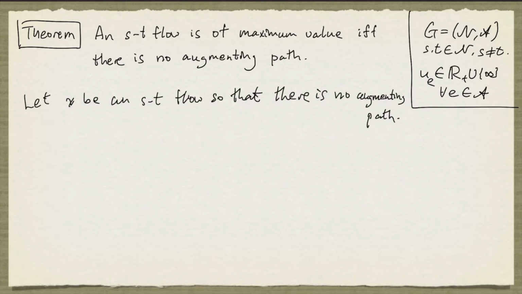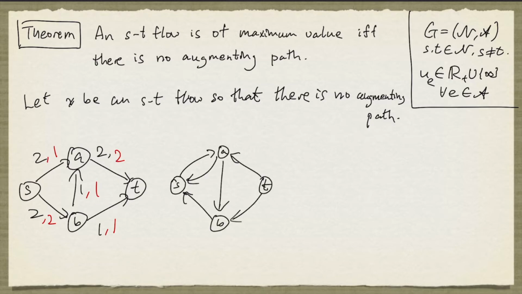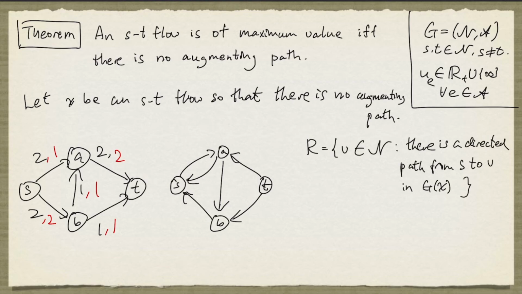Let X be an ST flow so that there's no augmenting path. And the example we'll use is the following. Here, the arc capacities are given by the numbers in black, and the flow X is given by the numbers in red. And its auxiliary digraph looks like this. And we can see that there's no directed ST path in this auxiliary digraph, so there's no augmenting path with respect to the flow. We're going to let R be the set of nodes V such that there is a directed path from S to V in the auxiliary digraph.